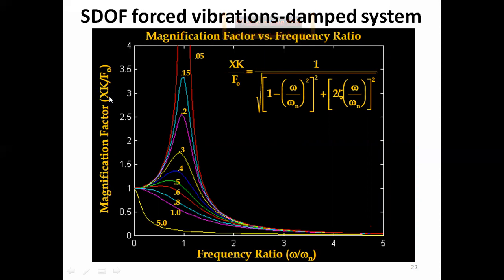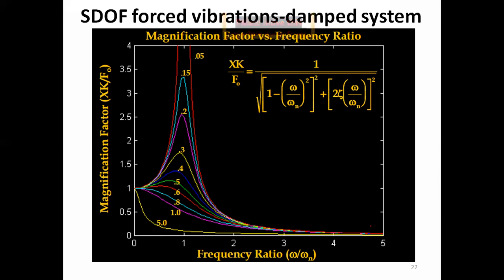The magnification actually represents the amplitude of the steady state response, and this is our mathematical model which we have just developed. We are plotting this for different values of zeta. Zeta is the damping ratio, and the range for the damping ratio is from 0 to infinity. Zeta is C by Cc.